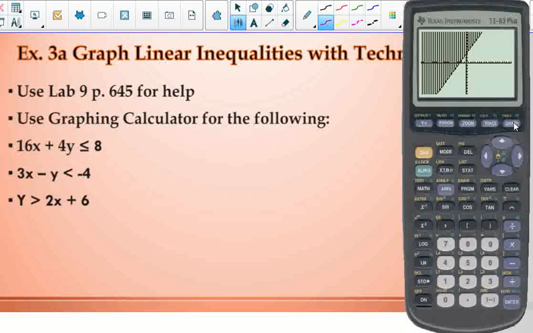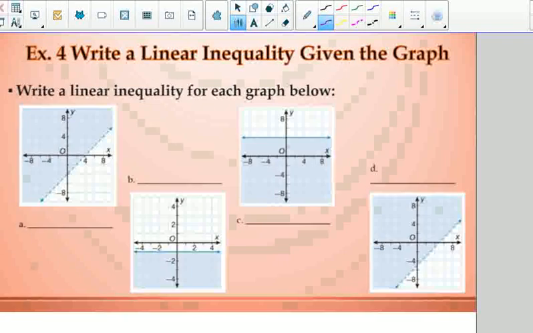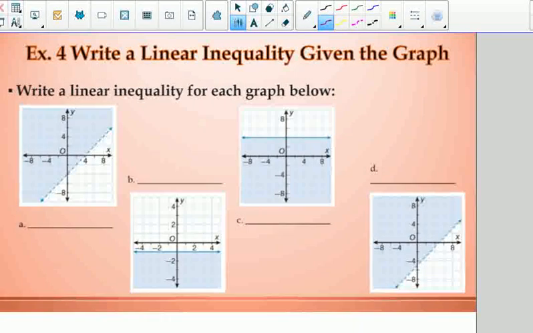That is an example of using your graphing calculator to solve one of those problems. You may test those other two out yourself. The only thing you will have to do first is put them into y equals mx plus b format. Moving on. Example 4. Write a linear inequality given the graph.